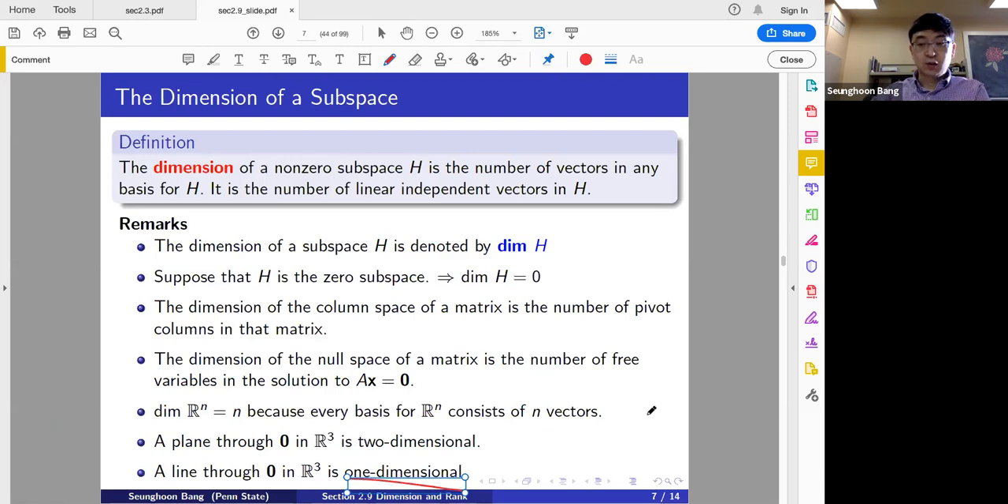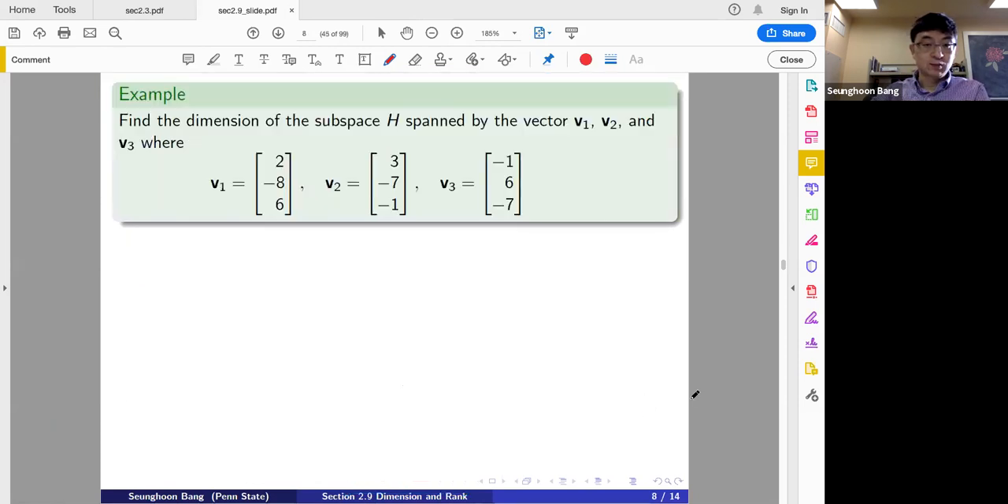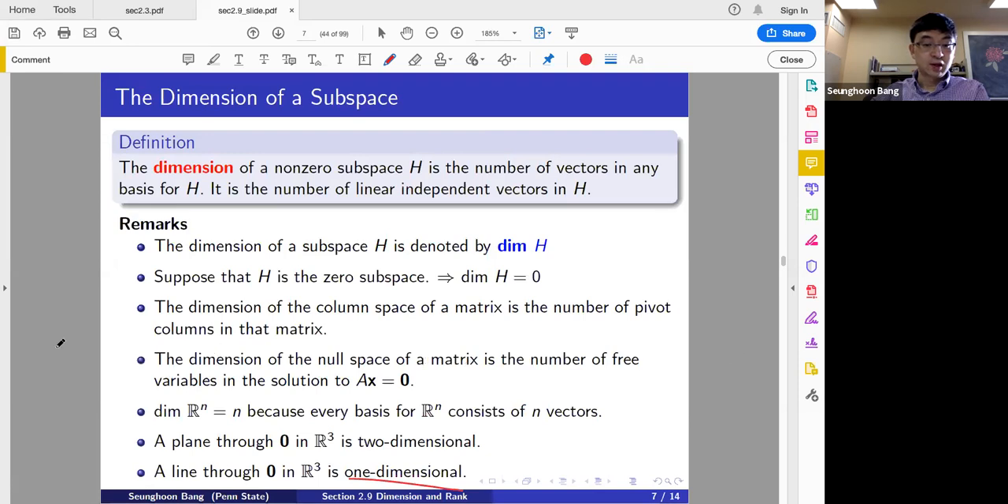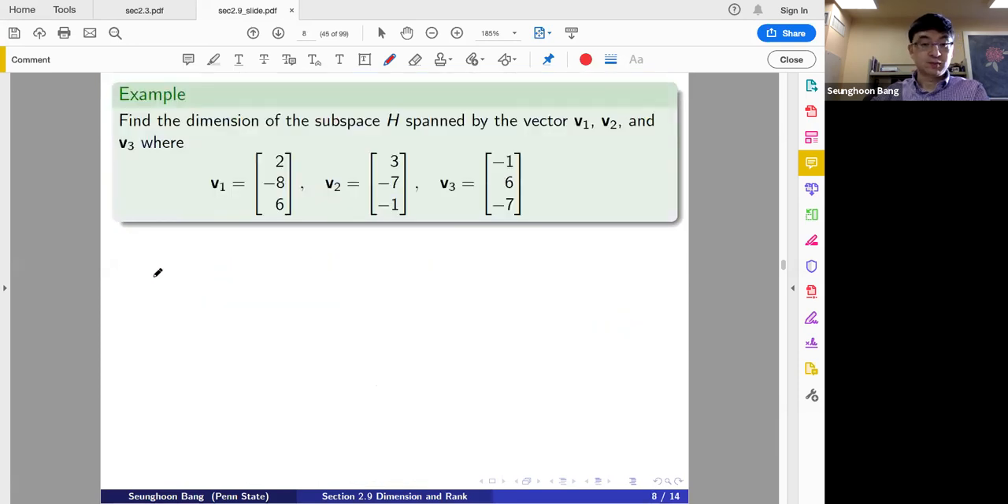Now we can try to solve one more problem: find the dimension of a subspace H spanned by the vectors v1, v2, and v3. So how can we solve it? The main idea is here. The dimension of the column space of a matrix is what? The number of pivot columns. This is the whole idea.